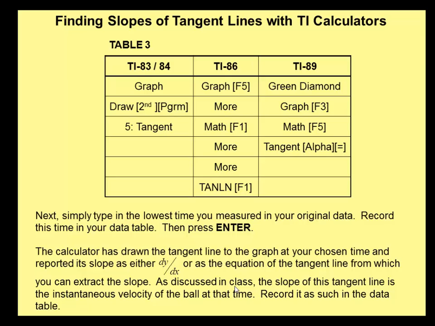It will then tell you, one of two ways, what the slope of your tangent line is. It'll either say this, dy over dx, which those of you in calc know is calc speak for slope of tangent line, right? And then a number, which is your slope of your tangent line. Or with an 83 or 84, I think it gives you a y equals mx plus b equation, so you have to pull the slope out of that. That would be the one next to the x, right, is the slope, that number. And because this is a position time graph, that slope of your tangent line is your instantaneous velocity. Record it in your data table.